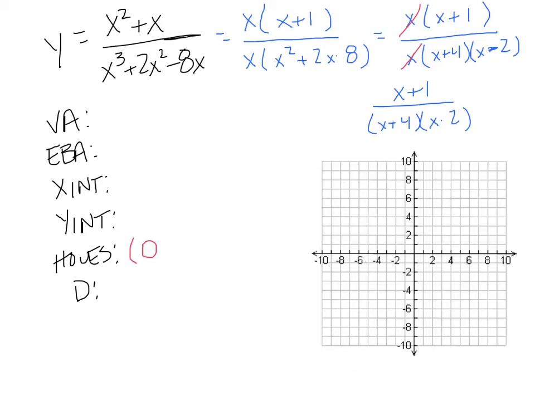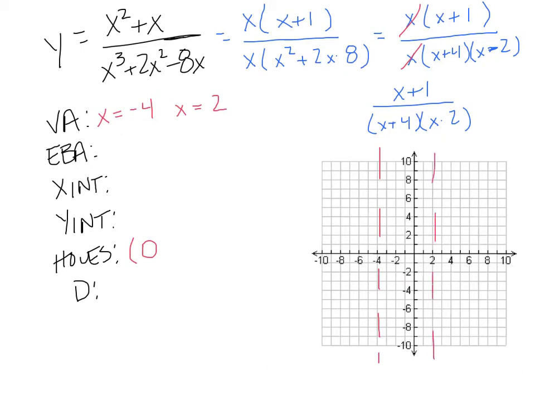So it looks like my vertical asymptotes, well, I have 2 of them in this case. I can't have x equal negative 4, so one of them is at x equals negative 4. Nor can I have x equals 2, so I also have a vertical asymptote at x equals 2. It's going to change the shape of your graph. You're going to actually have 3 branches instead of 2.